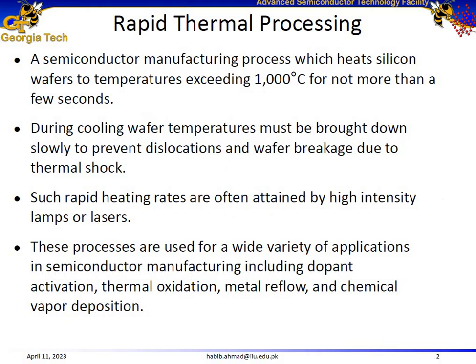Well, in the simplest of definitions, rapid thermal processing is a semiconductor manufacturing process in which we heat up silicon wafers for a short amount of time. We heat them up, for example, up to 1000 degrees C or even higher temperatures than that, for just a few seconds. Now, the only care that must be taken in this process is that when you cool down these wafers, the annealed wafers, you have to cool them down slowly.